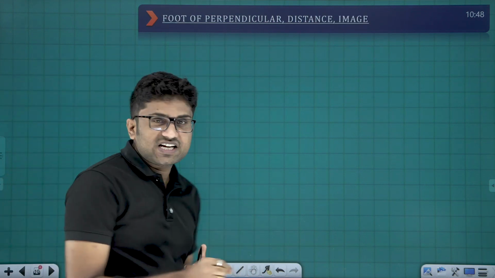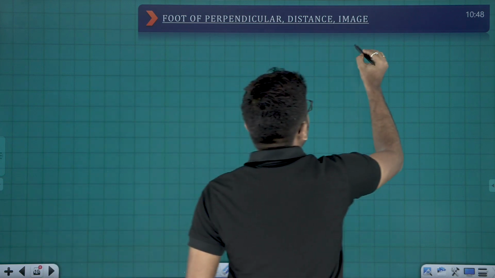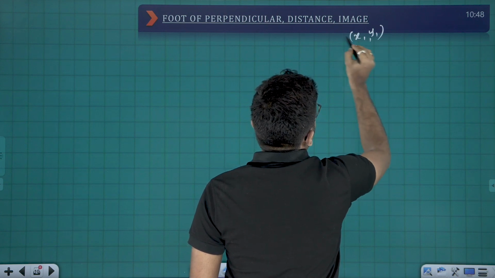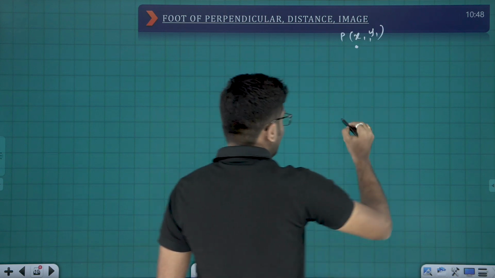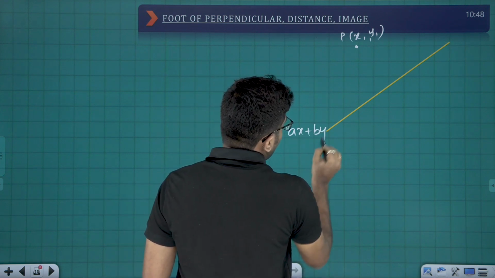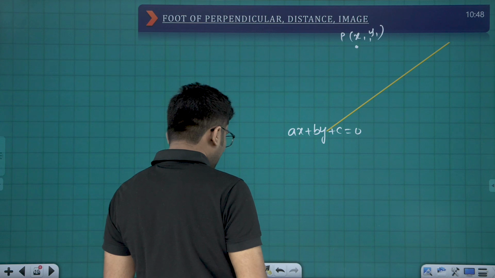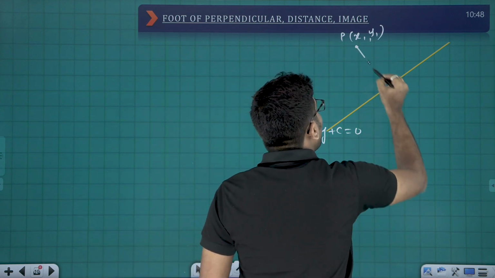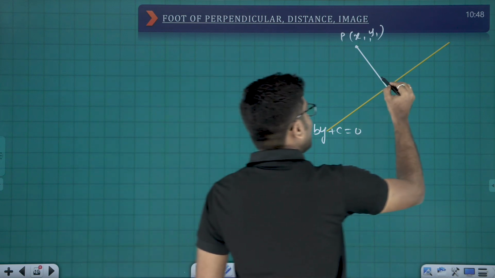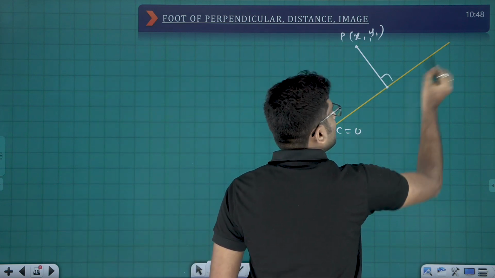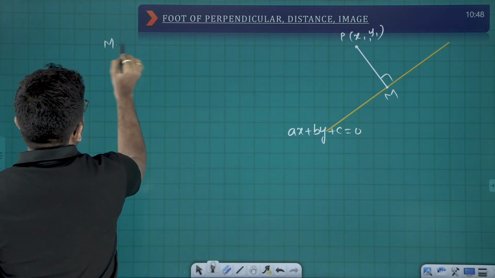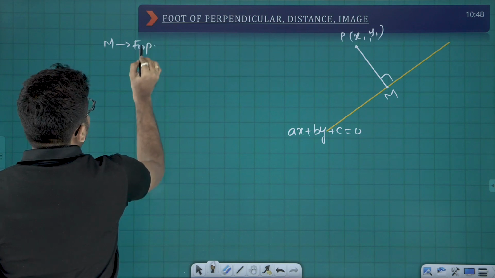Foot of the perpendicular, distance, image. Let's say, friends, foot of the perpendicular means we have a point P of x1 comma y1, and we have a line ax plus by plus c is equals to 0. If a perpendicular is drawn from point P to the given line, let's say this intersects the line at M, then this M is called as foot of the perpendicular.